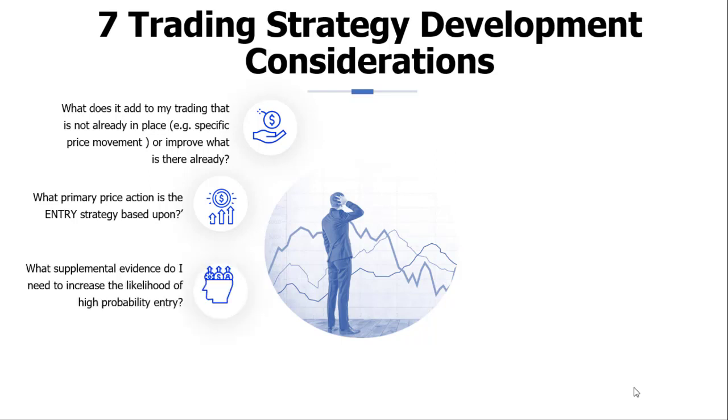The next consideration is to ask the question, what supplemental evidence do I need to increase the likelihood of a higher probability entry? That is, one that is more likely to carry on after that initial movement in the desired direction. And this is where we add our indicators to our trading plan. So we may add to our breakout strategy the idea of there being increased volume, or perhaps the price action is above a 20 moving average.